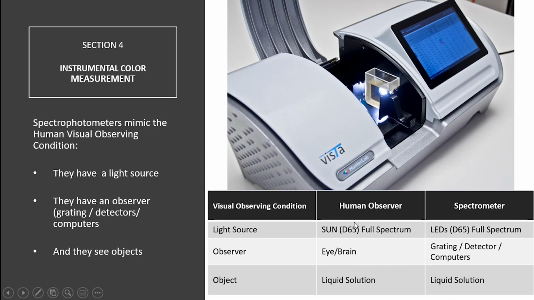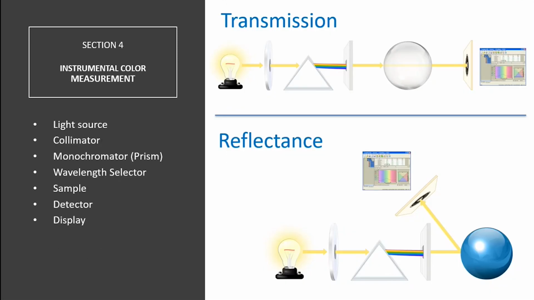Now, as an observer, we use our eyes and our brains to look at the sample. The instrument has grating and detectors and computers in it. So it has an observer. And then, of course, the object is the liquid that we as a human can see, and also the instrument is looking at, right? So instruments mimic or have the visual observing condition met in that they have a light source, they have an observer, and they can see and evaluate an object. So we'll look at that in a little more detail.